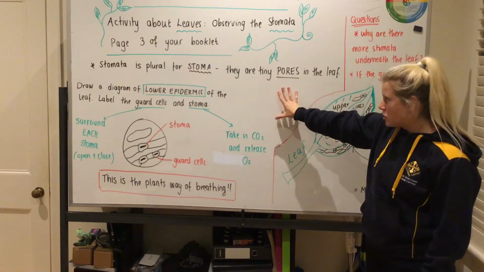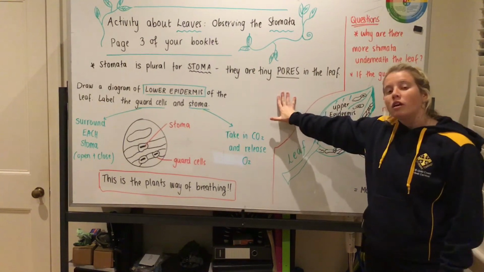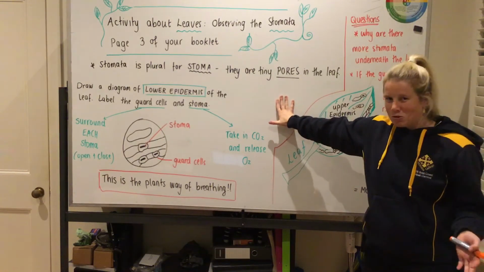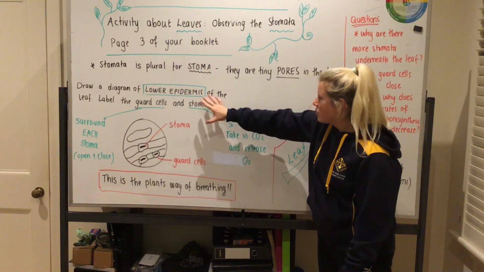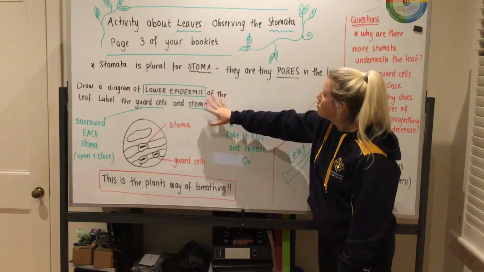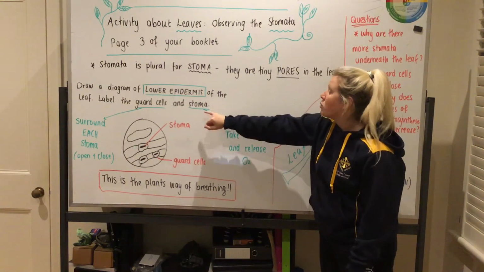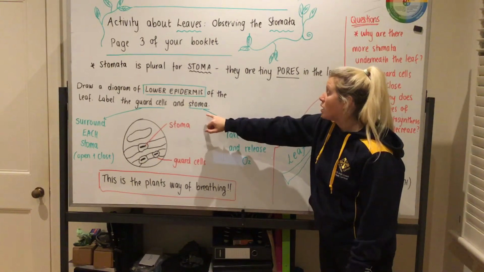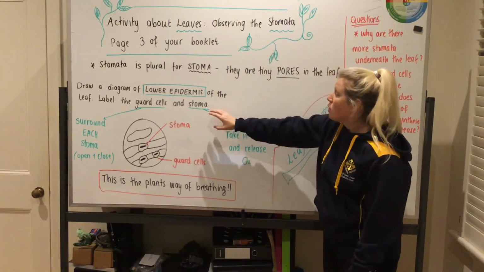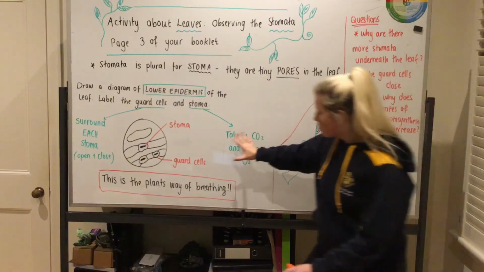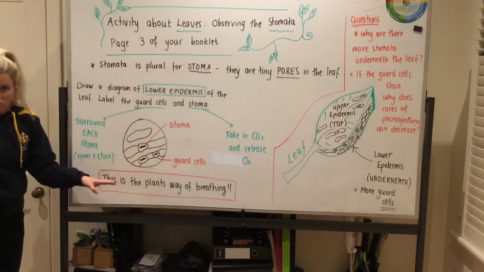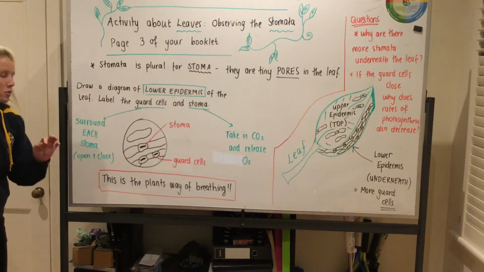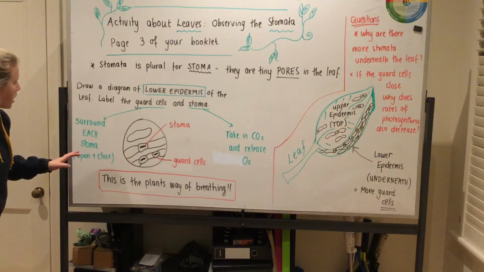So on page 3 of your booklet, you were asked to do a biological drawing of the lower epidermis of your leaf, so there were going to be samples involved. And the next part, you were asked to label the guard cells and the stoma. So again, we're going to make do. So I've drawn a biological drawing. I've kind of made it up, so it's probably the worst biological drawing ever.